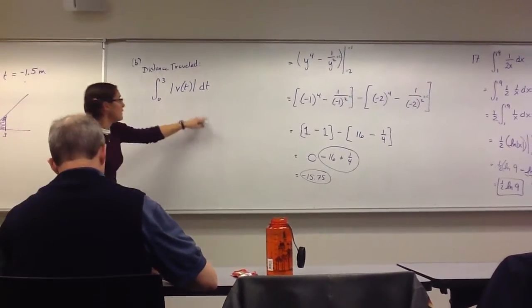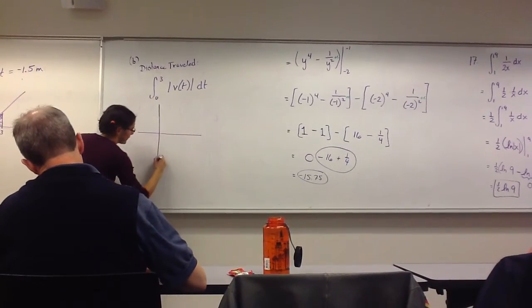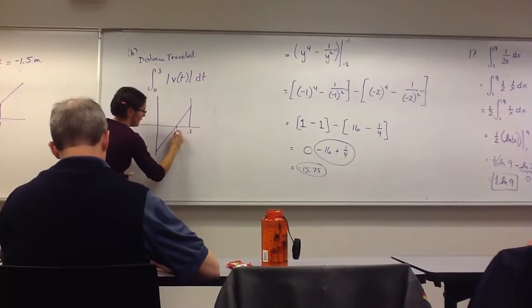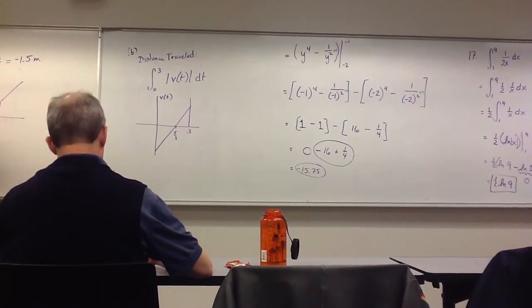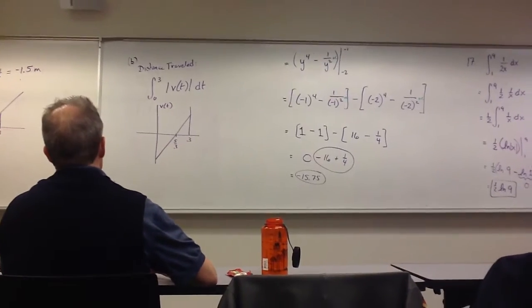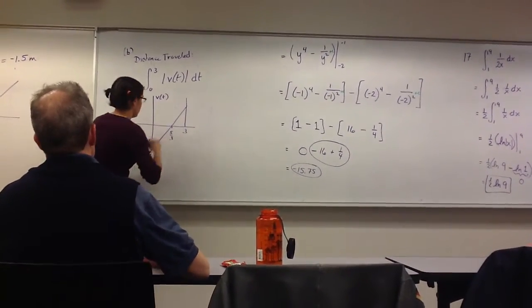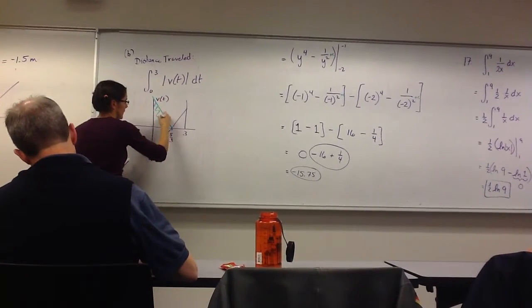And so visually, when I draw this picture, originally my function looked something like this. But when I talk about the absolute value, what I want to do is take this triangle that's below the x-axis and flip it up above. And so my new picture is going to look something more along the lines of this.